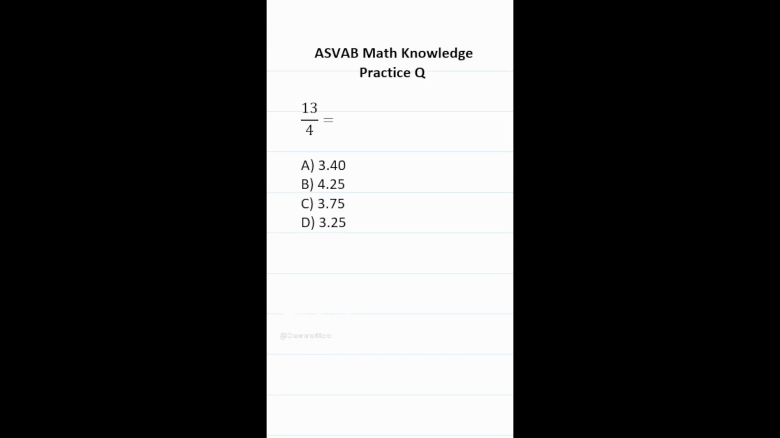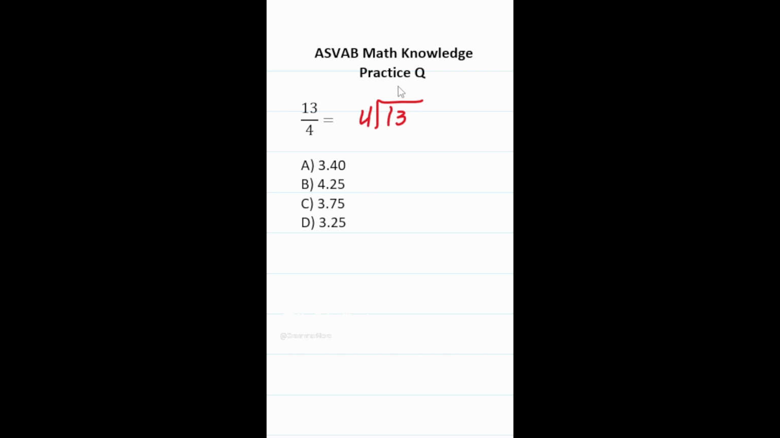This math knowledge practice test question for the ASVAB and PiCAT says this: 13 over 4 equals which of the following decimals? So this improper fraction tells you what to do. Improper fractions can be read as follows: 13 divided by 4. Now all we have to do is work this out to get our answer.